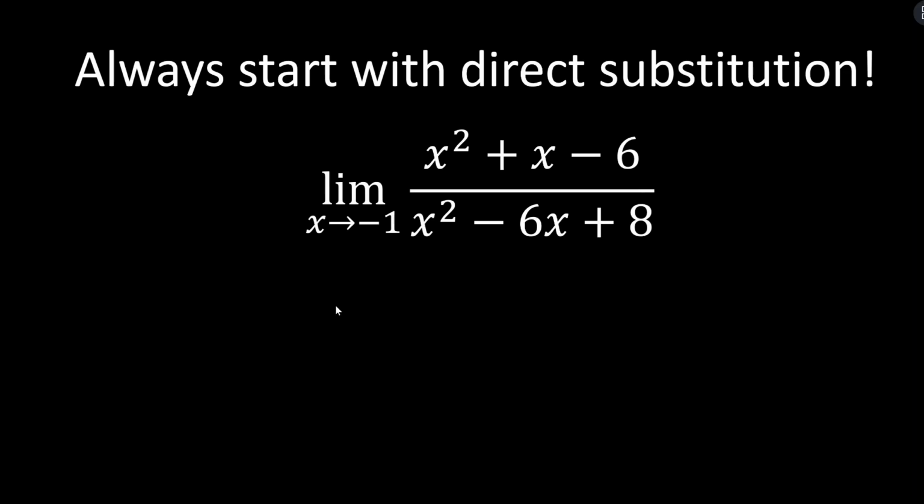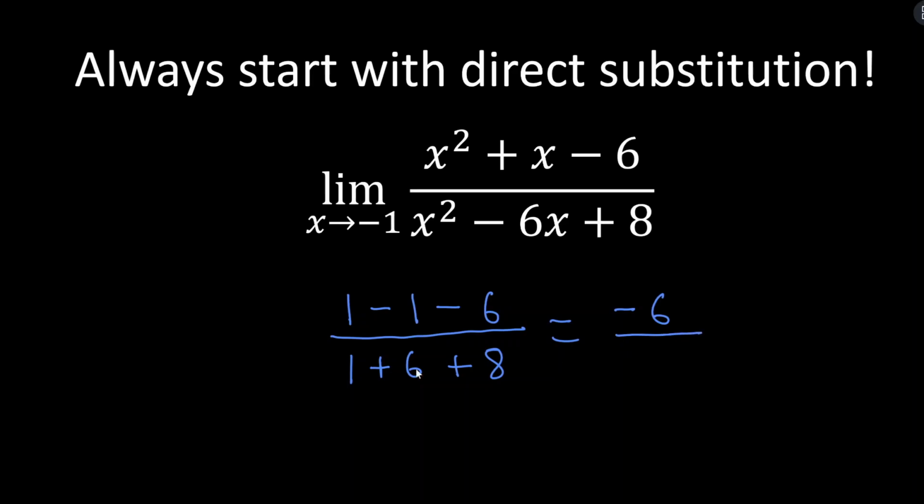In the numerator, I start with -1 squared, that's +1, plus -1, so I can write that as -1, and then we have a -6 just chilling there. In the denominator, -1 squared is again +1 minus 6 times -1. Minus minus becomes plus, and 6 times 1 is 6, plus 8, that's just chilling. All right, let's see what we got here. 1 minus 1 is 0. 0 minus 6, -6. So we have -6 in the numerator. And in the denominator, we have 1 plus 6 is 7. 7 plus 8, 15.